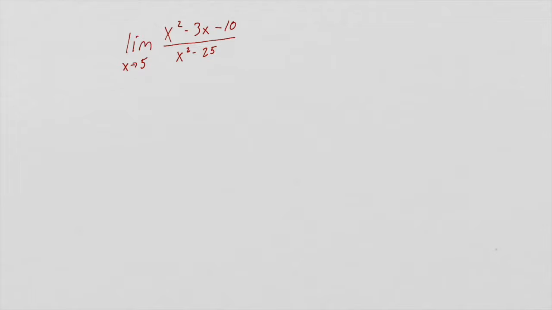So we've got this limit here. The limit as x approaches 5 of x squared minus 3x minus 10 all over x squared minus 25. So we're going to try direct substitution. And the reason we're going to do this is because it is by far the easiest way to evaluate a limit if we can do it that way. So let's start with that.